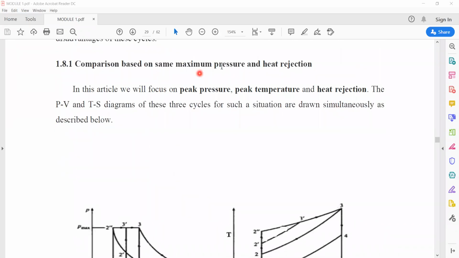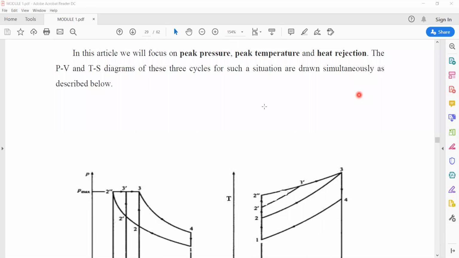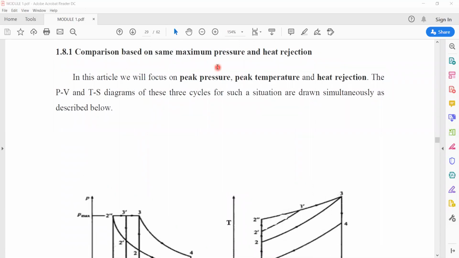So for the same maximum pressure, all the three cycles, Otto, diesel and dual cycle, have the same maximum pressure on the PV coordinates and the same maximum temperature on the TS coordinates. The peak pressure and peak temperature are the same, and the heat rejection is also the same. Now under these conditions, how to draw the diagram on PV and TS coordinates?